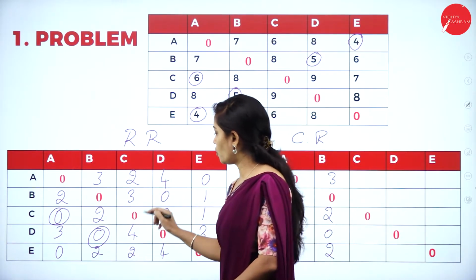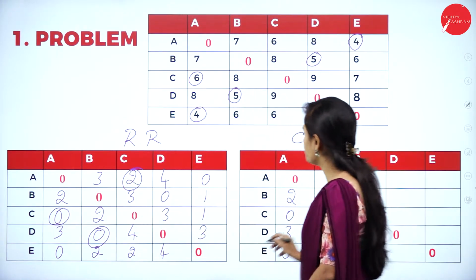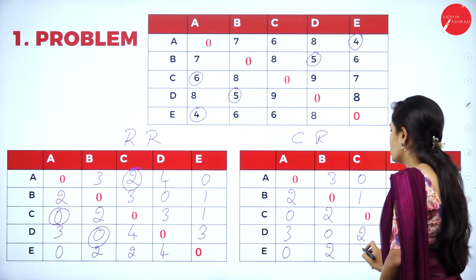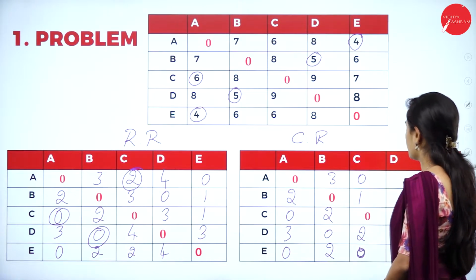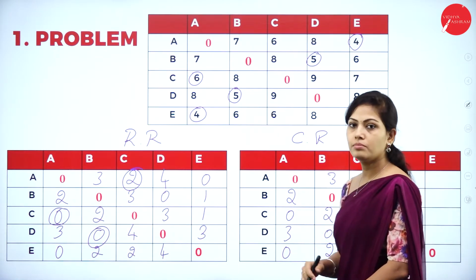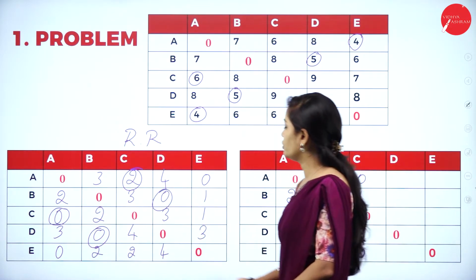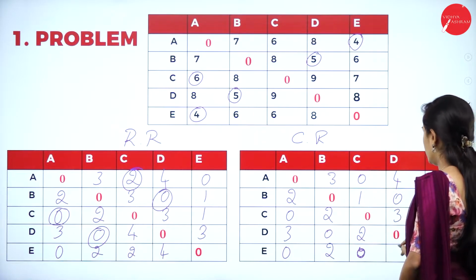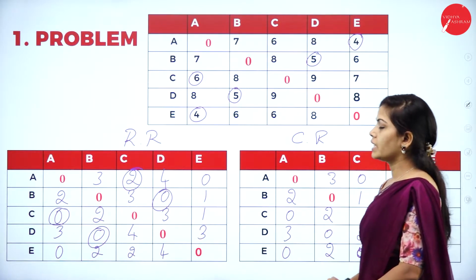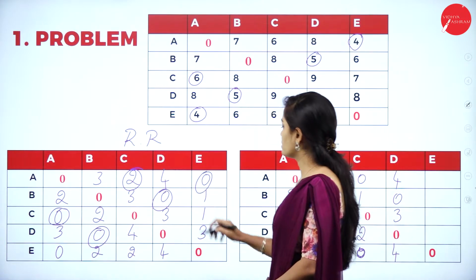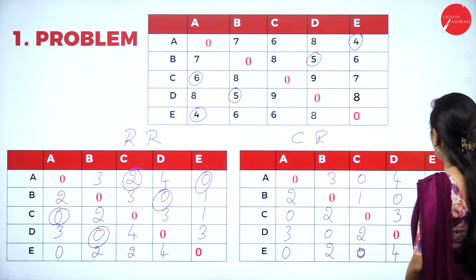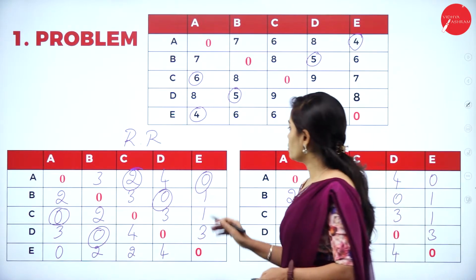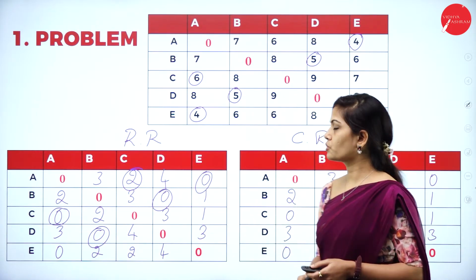In the third column, the least value is 2: 2 minus 2, 3 minus 2, 4 minus 2, 2 minus 2. In the fourth column, again the least value is 0, giving 4, 0, 3 and 4. In the last column, the least value is 0, giving 0, 0, 1, 1 and 3. So now row reduction and column reduction are also completed.